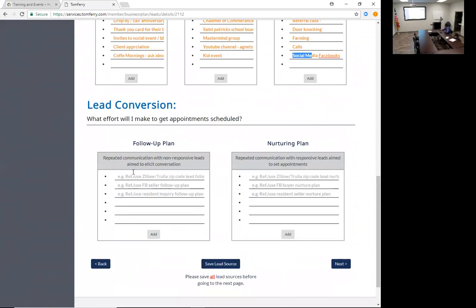Lead conversion, follow-up plan. So that's going to be a drip email. Calls. So my follow-up calls, that's going to be under my sync app. Drip email and follow-up calls, that's really my follow-up plan. What else do we do? Oh, mailers. Mailers monthly. We have the newsletter.